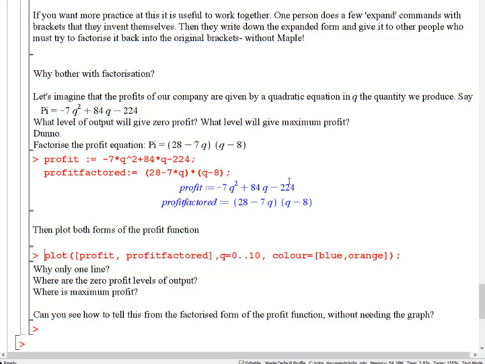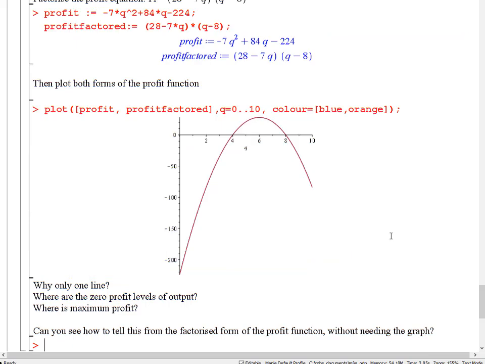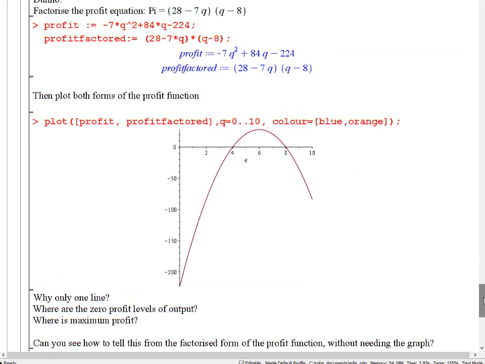And then if I plot this and this on the same graph, I plotted both of those things on the same graph. One should be blue, the other should be orange. Is it a mistake that there's only one line? The answer is it's not a mistake, because the values are exactly the same, which just shows that these are identical.